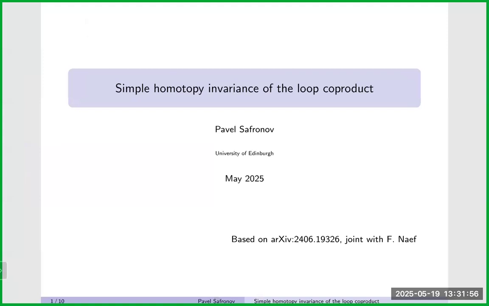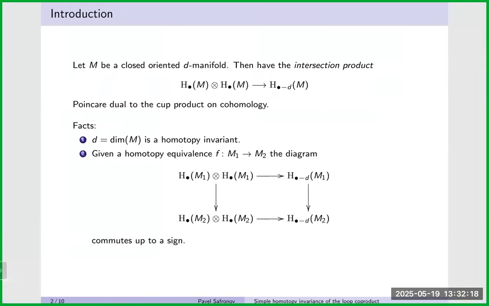Okay, so I want to talk about my work joint with Florian Naef, that's on arXiv, and the general topic is string topology. Namely, we want to understand homotopy invariance of string topology operations. So let me just introduce what string topology is and what I mean by homotopy invariance.